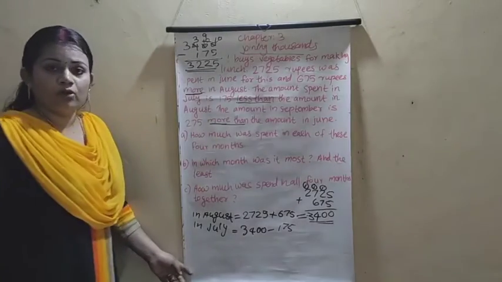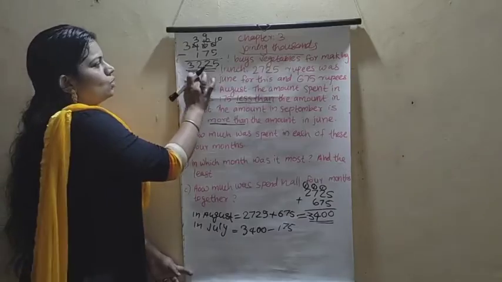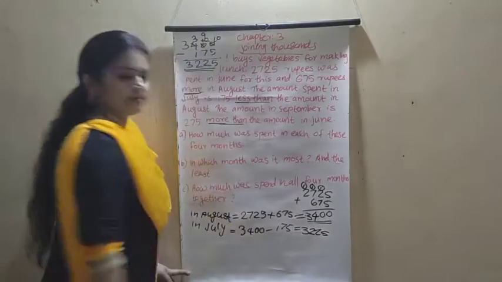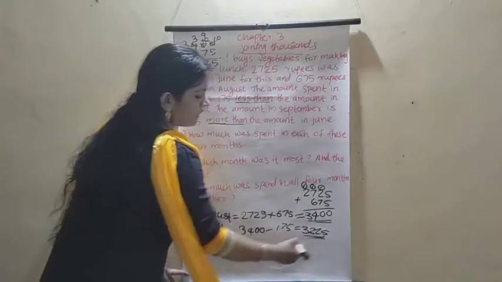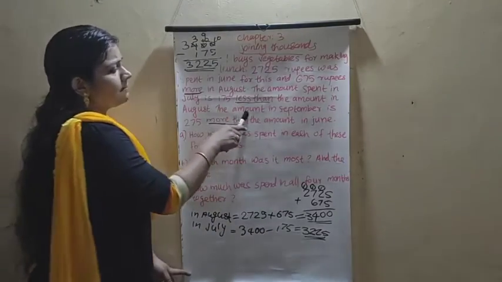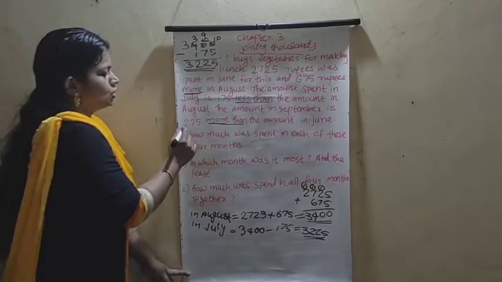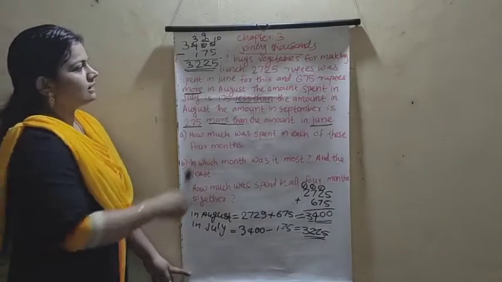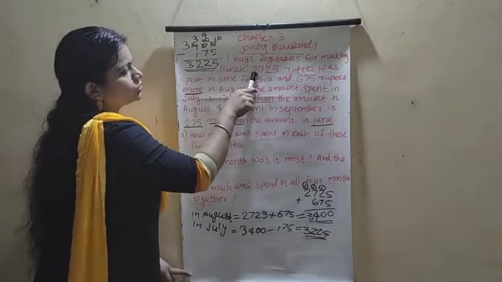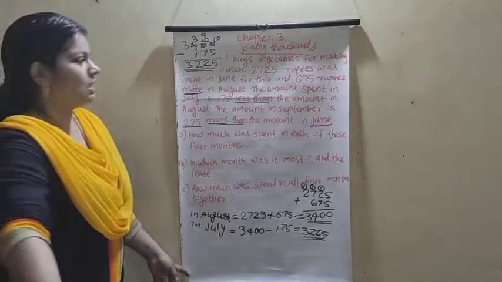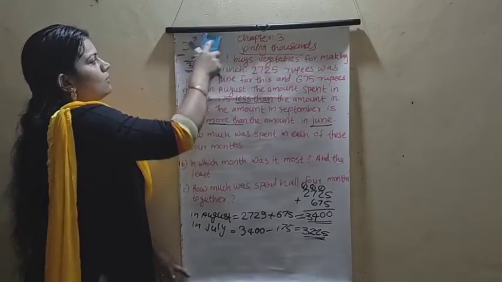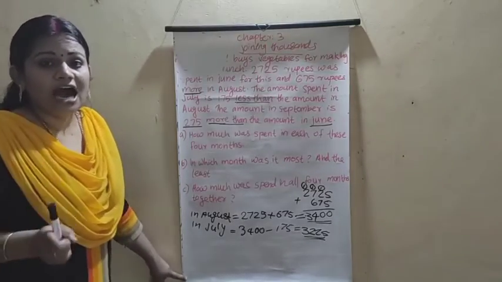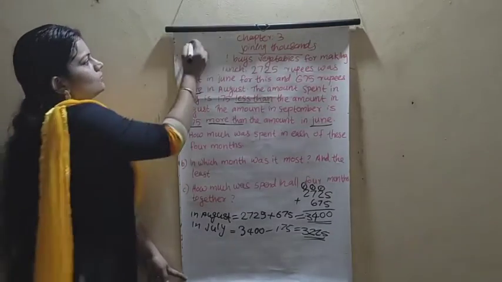In July, how much is the amount? 3,225. Then find the last one. The amount in September is 275 more than the amount in June. What about June? June is 2,725. We are doing more than. The word given is more than, so what will you do? Do the addition.